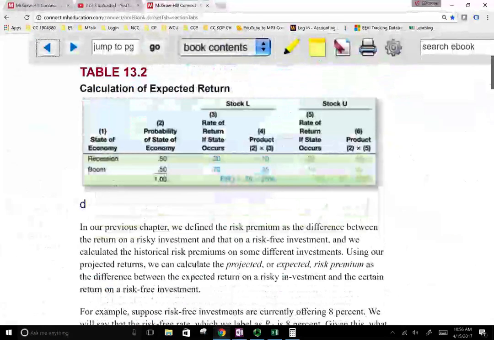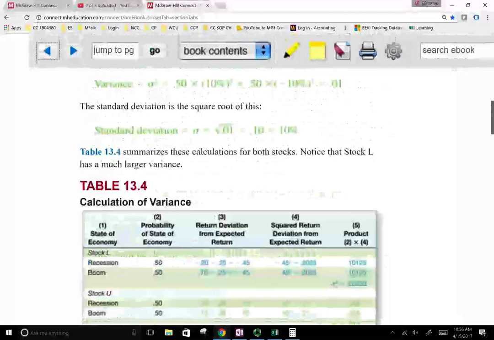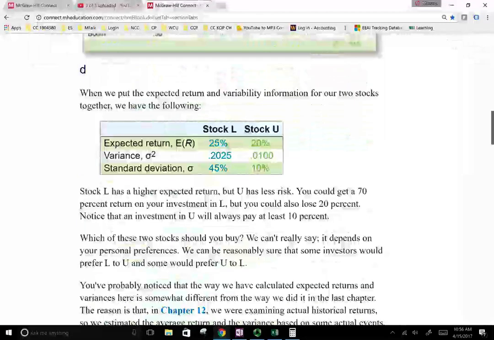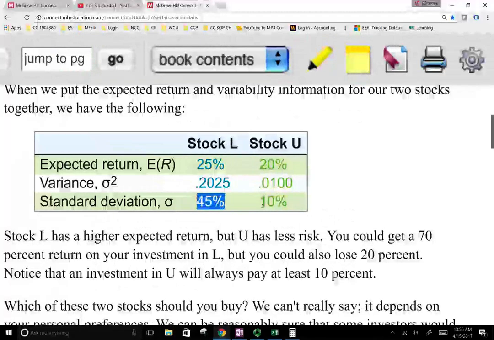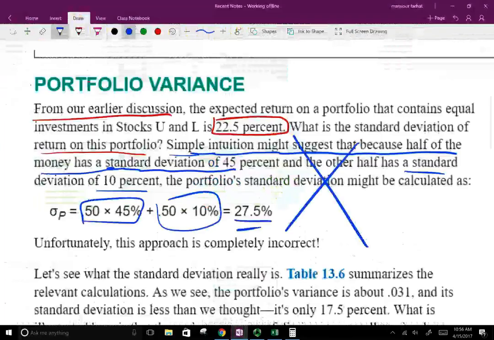Let me just show you where we came up with this information so you know where the numbers are coming from. Notice here we calculated the standard deviation for stock L and the standard deviation for stock U in the first session in this chapter. We have 50% invested in L and 50% invested in U, but we cannot take 50% of each and multiply it by the standard deviation. There's a calculation that we have to go through. So don't do this.